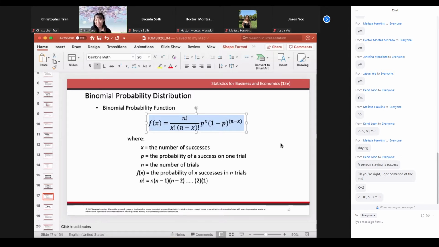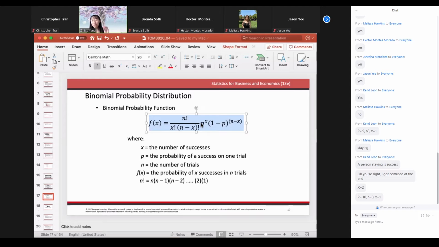Yes, very nice. Ken got it. So if you flip it around, if now you define leaving as success, then p would equal 0.1. And then now you have one person leaving, 2 staying, so your x would equal 1. And then the interesting part, if we do the same plug-in, you would still have 3 factorial in the numerator. And you would still have 1 factorial times 2 factorial, versus 2 factorial times 1 factorial. So you have the same number in the denominator.